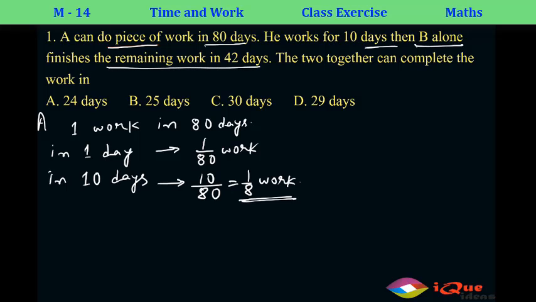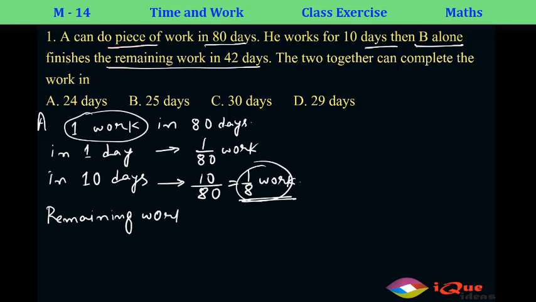Now, how much is the remaining work? We know that the total work is 1, out of which this person has already done 1 by 8 work. So, the remaining work is going to be equal to 1 minus 1 by 8, which is 7 by 8. That means B does 7 by 8 work in 42 days.